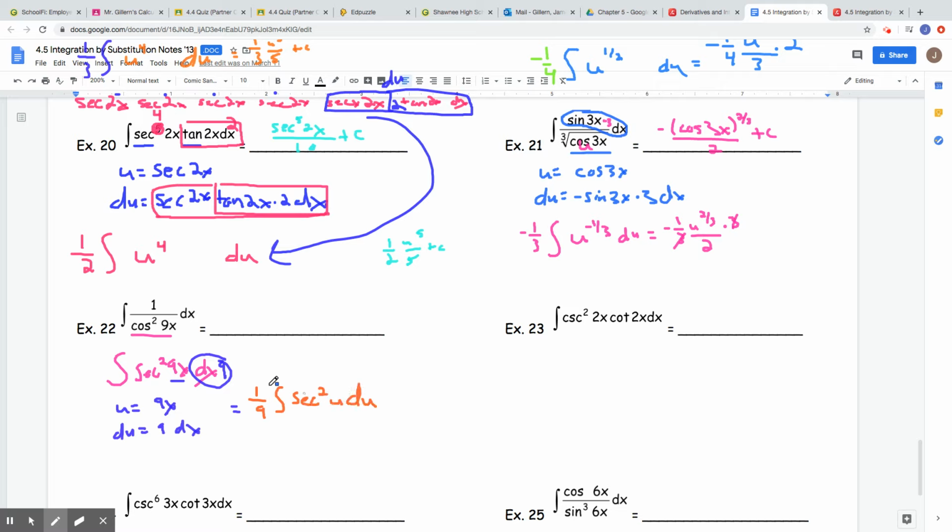Now, notice, we have a trig problem. Our u doesn't have trig in it, but our integral does. All of these other ones for a trig problem, our u had a trig function, but when I wrote the integral, it doesn't. Always has that pattern.